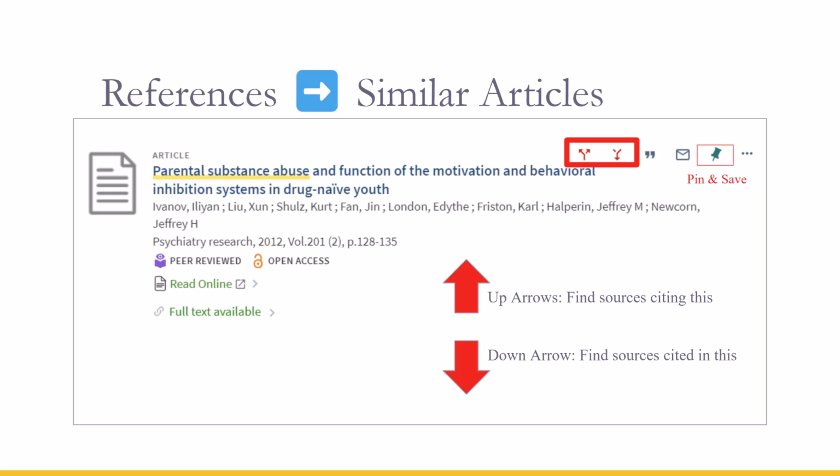When you're looking at articles, you might see some up and down arrows above the titles. The up arrow will show you any articles that have used this particular article as a resource. The down arrow will show you this article's bibliography. Searching through those is a good way to find more articles on a topic as well. Any articles that you see and like, remember you can pin and save them by clicking on the pin next to the article's title.